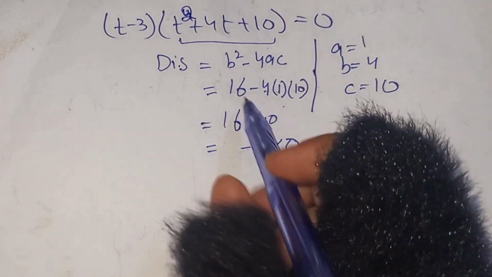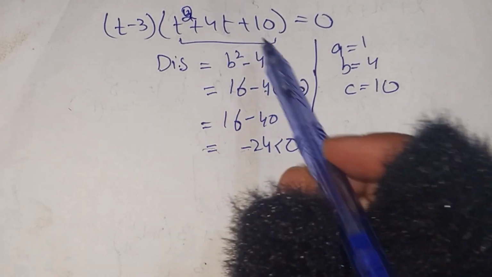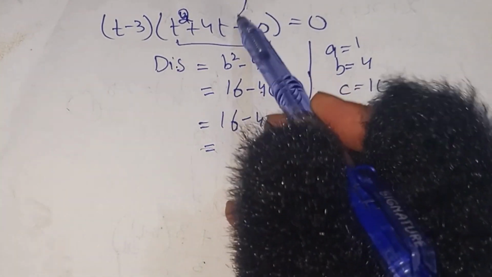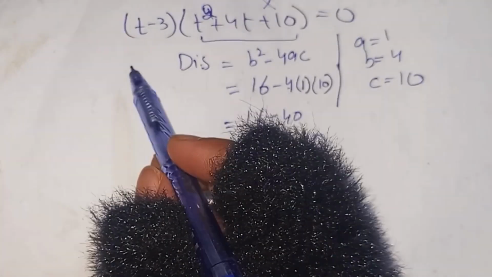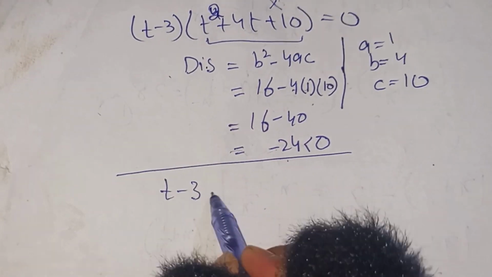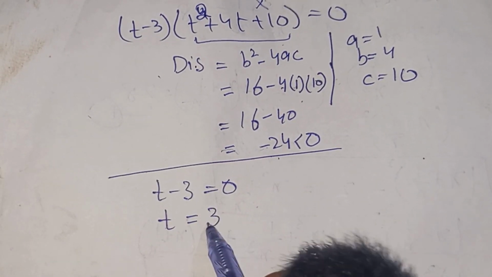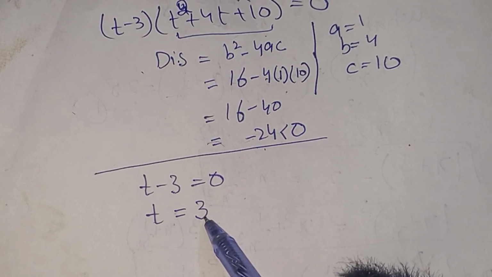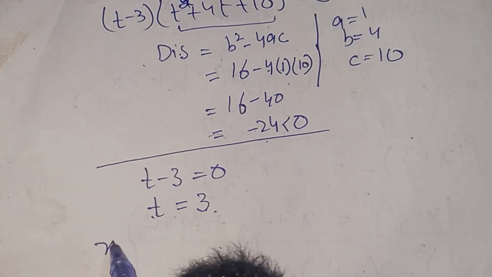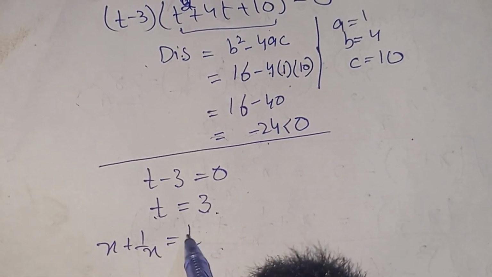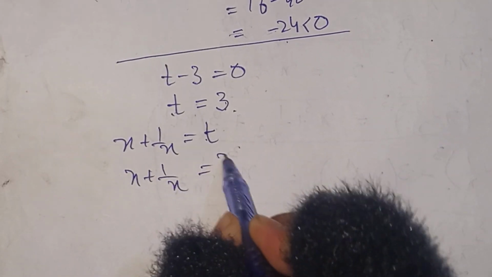So this implies this part cannot provide a real root, it just provides a complex root. So we cannot use this equation because we need to find the value of t in real form. So this implies t minus 3 is equal to 0. Now add 3 on both sides, we get t is equal to 3. So 3 is a real number, so we use this value of t, and at the start of the question we let x plus 1 over x is equal to t, and t is equal to 3. So this is x plus 1 over x is equal to 3.